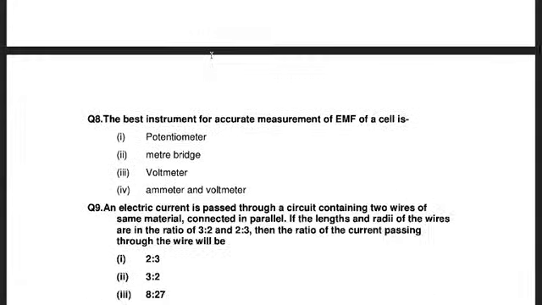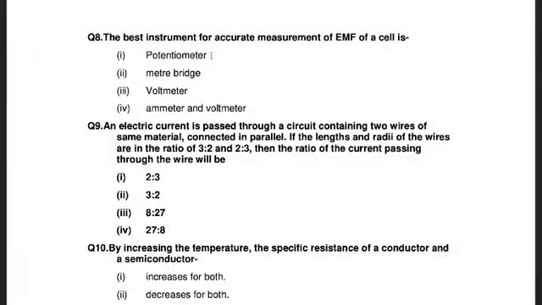Question number 8. The best instrument for accurate measurement of EMF of a cell is: option 1, potentiometer; 2, meter bridge; 3, voltmeter; 4, ammeter and voltmeter. Correct. The answer is option 1, potentiometer.